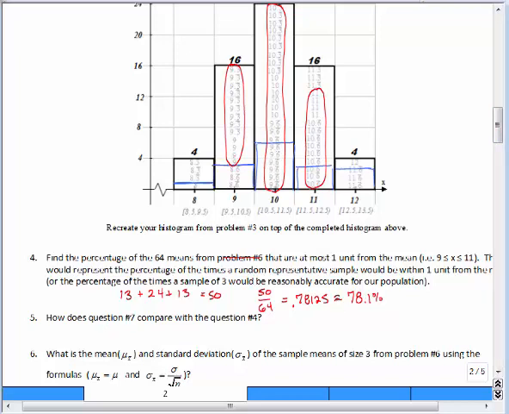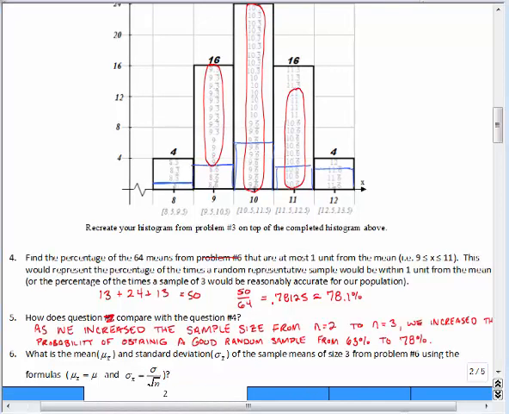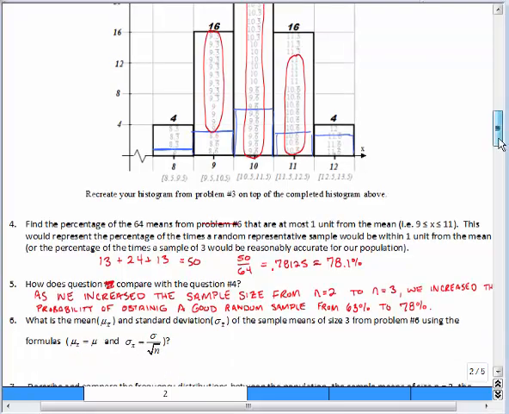So as the sample size increases, the probability of you actually picking a good representative sample also increases. In this one it says, how does this compare? And I've got to work on these from the previous example. So how does the 63% compare? As we increased the sample size from n equals 2 to n equals 3, we increased the probability of obtaining a good random sample from 63% to 78%. So we showed in this example that we increased the probability of getting a good representative sample by increasing the sample size. Really, that's the important emphasis for this one.